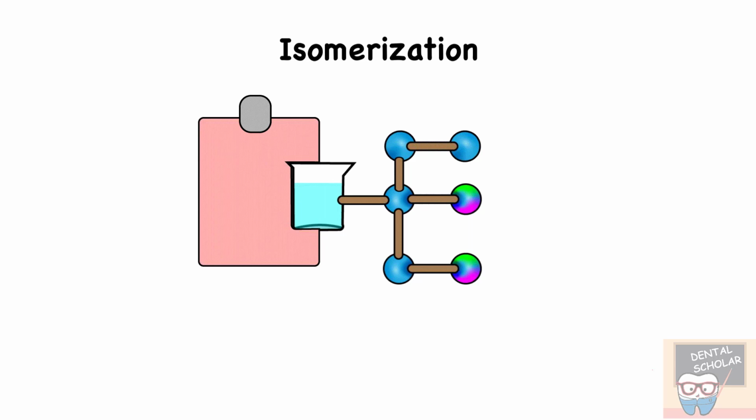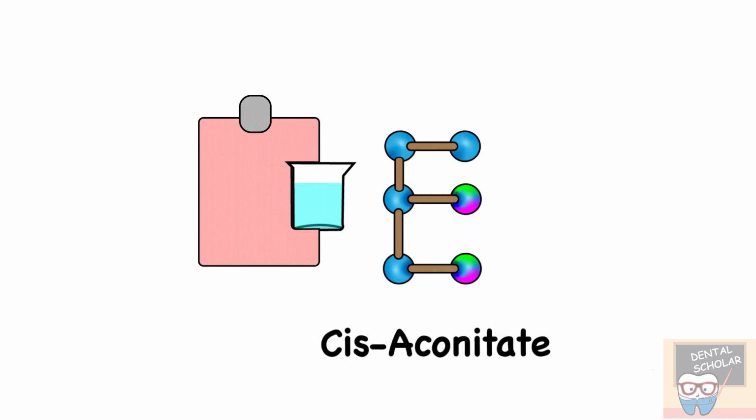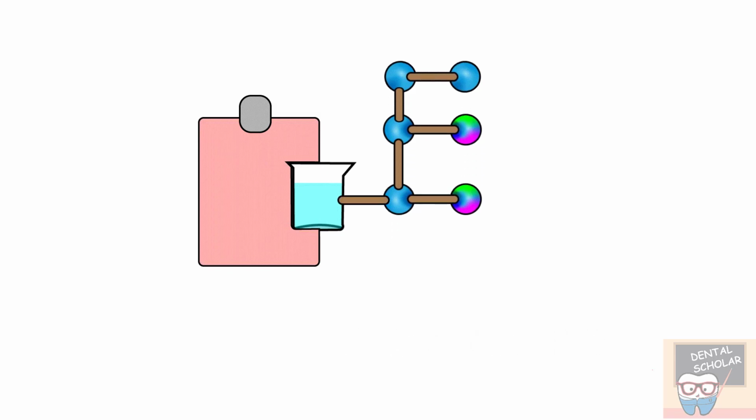This reaction occurs in 2 steps. In first part, citrate loses a water molecule to transiently form cis-aconitate, and in second part, the water molecule is again introduced at an alternate position to form the isocitrate.